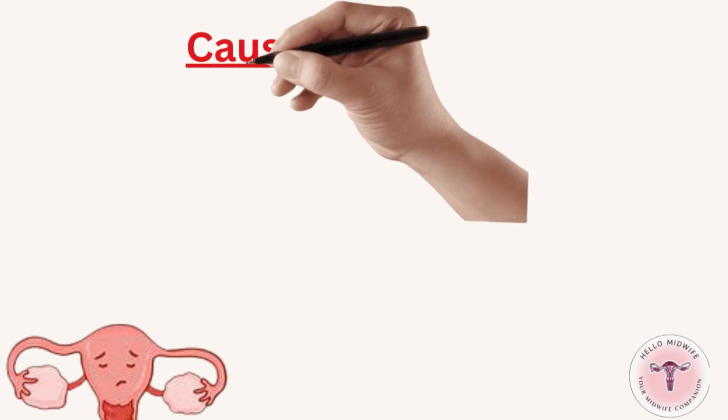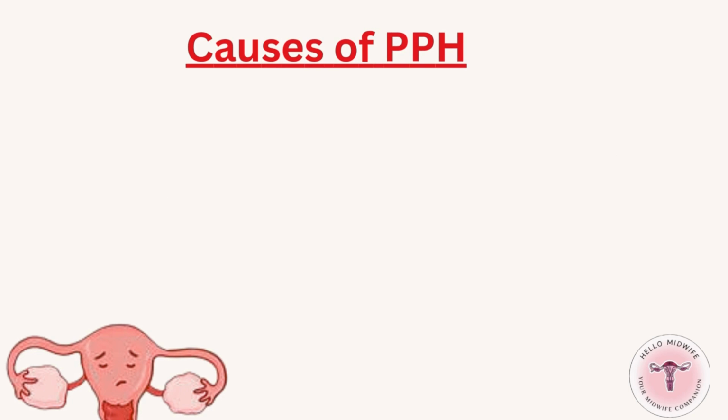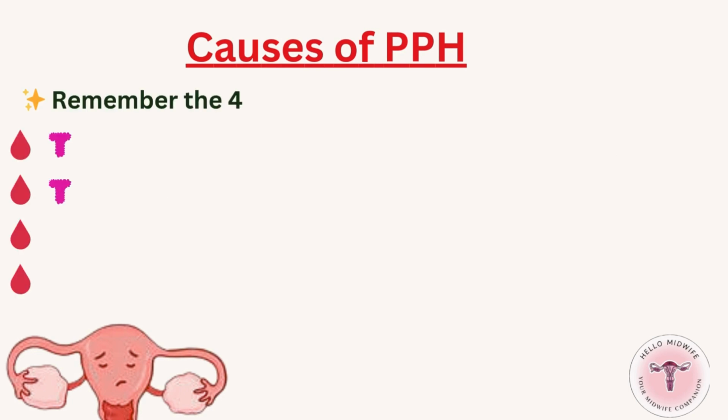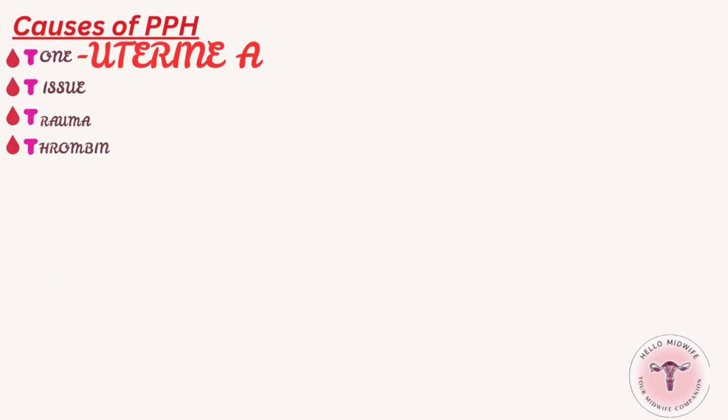Okay, next let's look at the causes of postpartum hemorrhage, which can be remembered as the four T's: tone, tissue, trauma, and thrombin. Moving on to tone, uterine atony refers to the failure of the myometrium to contract, preventing effective compression of uterine blood vessels and leading to continued blood loss. Multiple factors contribute to uterine atony.